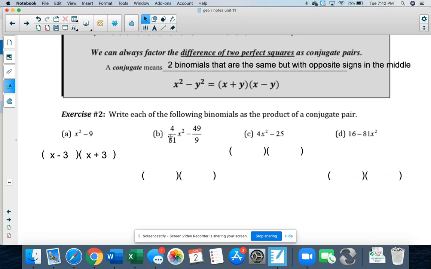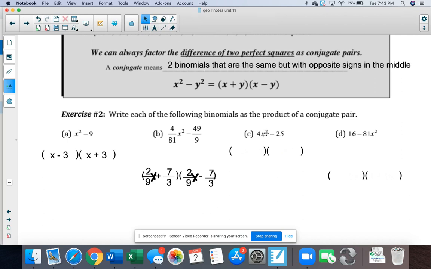How does it get more difficult when I have fractions? You have each of these numbers, the numerator and the denominator is a perfect square. So the square root of 4 is 2, the square root of 81 is 9. So this is going to be 2/9 x, and this is going to be 7/3. So 2/9, oops, I left out the x. So 2/9 x. Okay, so add in the x right here, plus 7/3, and 2/9 x minus 7/3. All right.